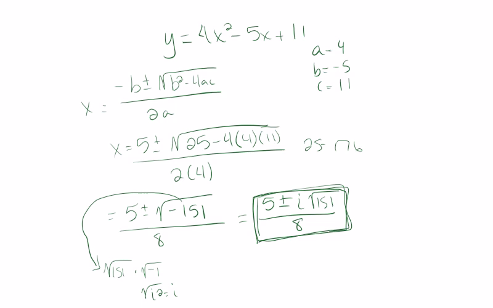So how many roots does it have? It still has 2 roots. Are they real or are they complex? They are complex. So technically I could write this as 5 plus i root 151 over 8 and 5 minus i root 151 over 8. So there's my 2 solutions, but it's easier just to write it like this. So that's what it means.